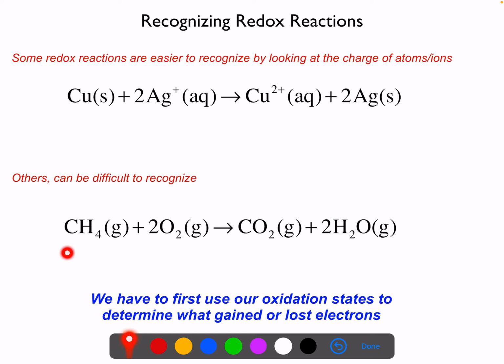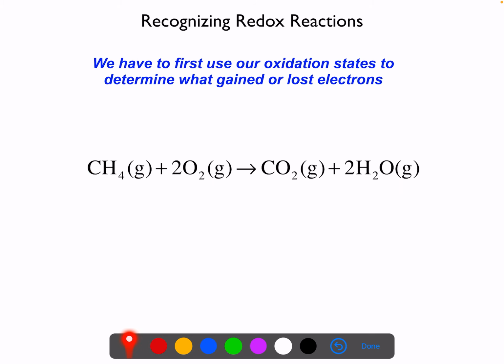The only way we're going to be able to determine that this is a redox reaction is by understanding our oxidation states. If we look at this reaction in more detail, we can use our oxidation states to confirm that this is indeed a redox reaction. I'd encourage you to pause the video and determine the oxidation state of all of the atoms in this, and then keep going with the video.